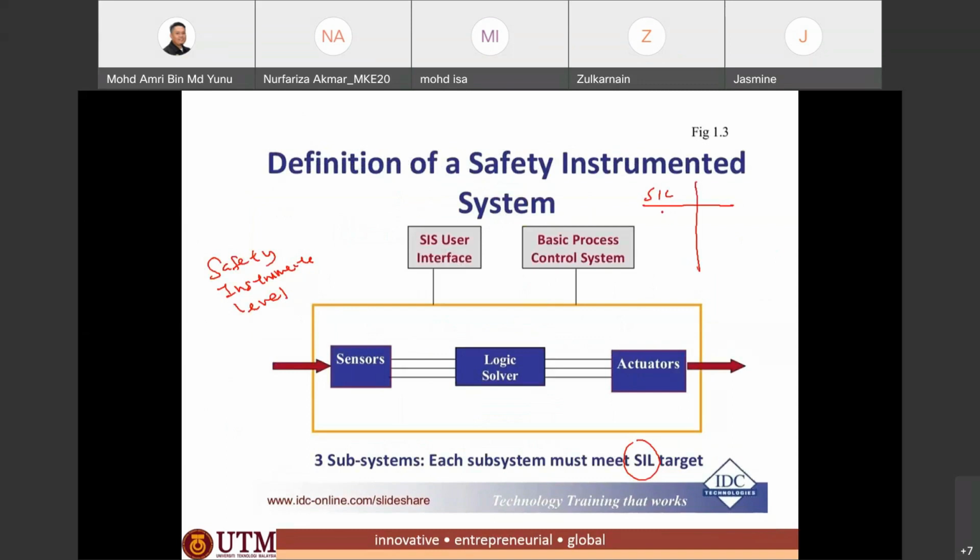Like I mentioned, there are level 4, level 3, level 2, level 1. We choose the quality of the subsystem based on the SIL that we determine. And that level is called PFD, probability of failure on demand, and then the number, 0.0.